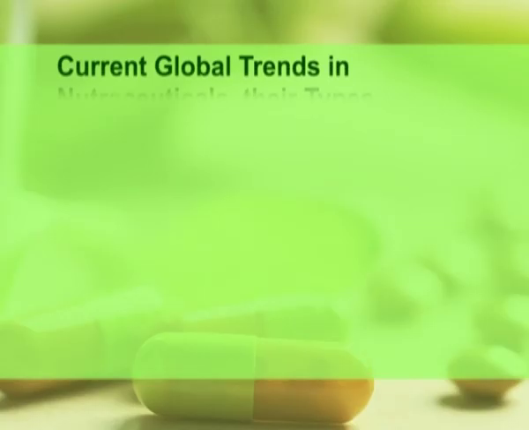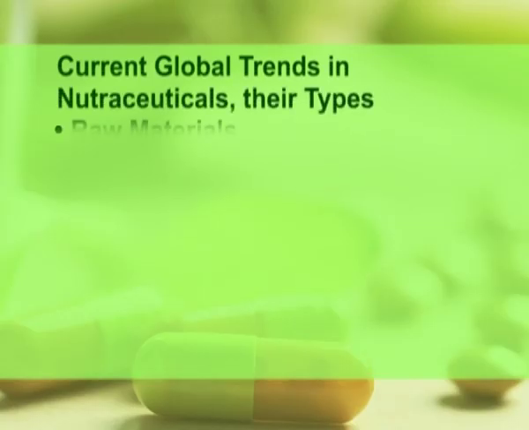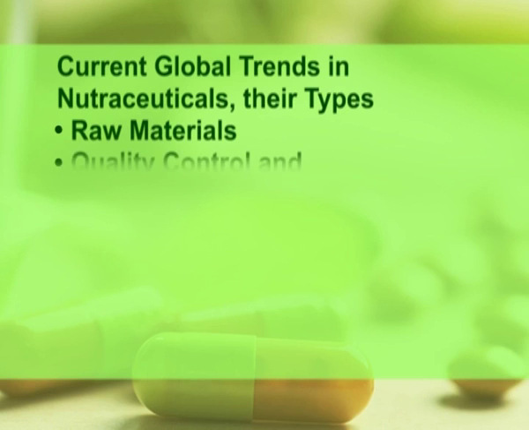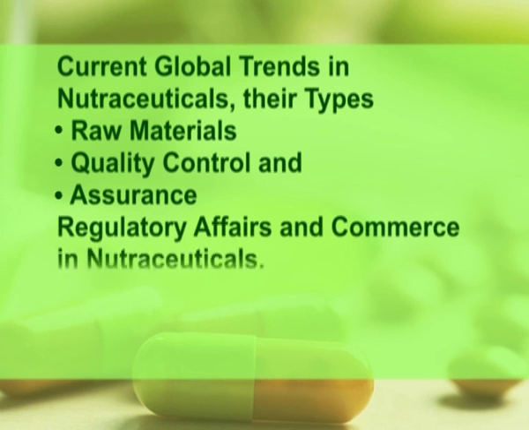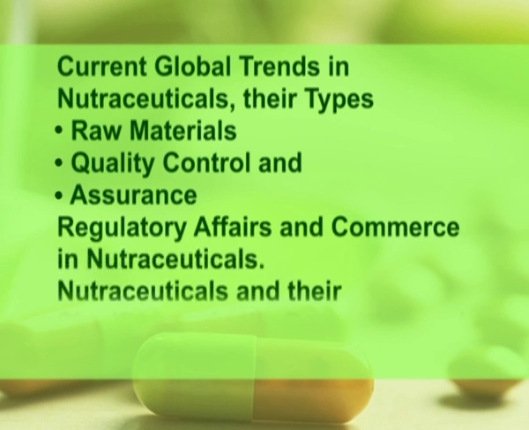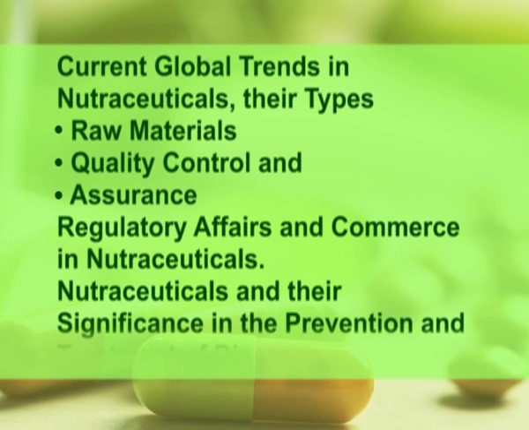Today we are going to learn an interesting chapter of B.Pharm on current global trends in nutraceuticals, their types, raw materials, quality control and assurance, regulatory affairs and commerce in nutraceuticals, and their significance in the prevention and treatment of diseases. The chapter is divided into the following modules.